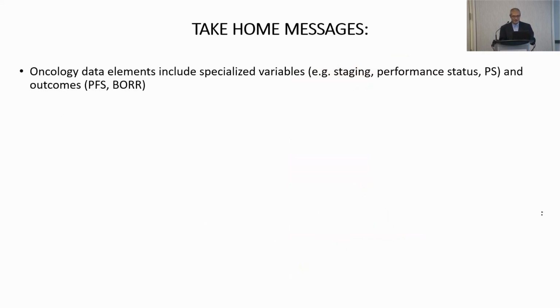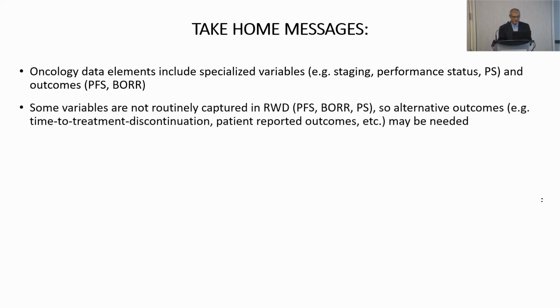So my take-home message with all of this is simple: oncology data elements include specialized variables that you really need to think about when you're designing these studies. And they're different from disease site to disease site, from type of drug to different type of drug as well. Some variables are not routinely captured in real-world data, so you need to think about alternative outcomes and the pros and cons of selecting each one.